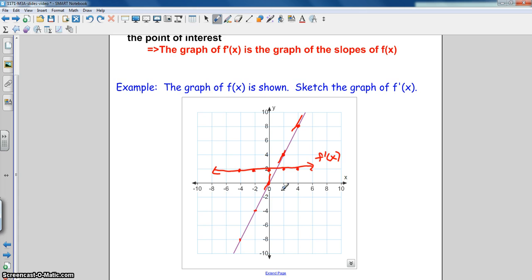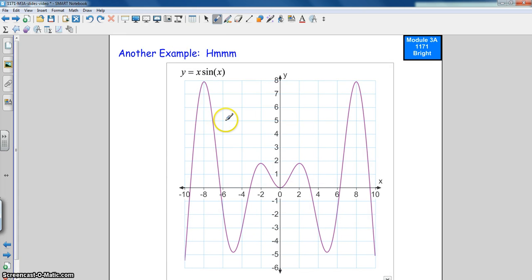Okay, so this seems easy enough. Let's continue on, and we see this little bit more complex function. It's actually given to us, and so we need to sketch the derivative of this. Well, the other one was easy because we had nice known points. This one looks to be a little bit more complex, so what do we do?